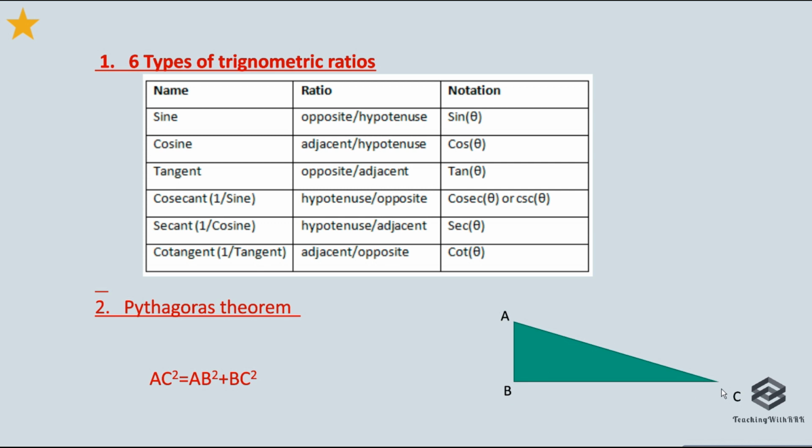Second one, Pythagoras theorem. Pythagoras theorem states that square of hypotenuse of a right angle triangle is equal to sum of the square of other two sides. So here hypotenuse is AC. Therefore hypotenuse square AC square equal to sum of square of other two sides, that is AB square plus BC square. So AC square equal to AB square plus BC square. Now we can go through the exercise problems.